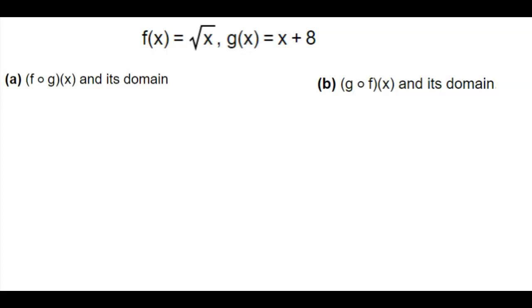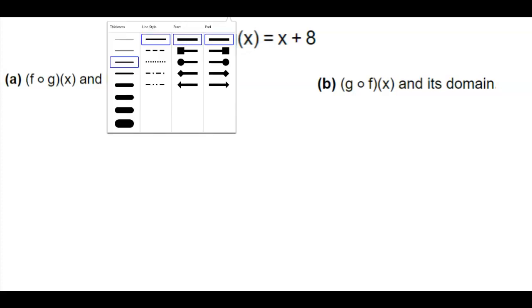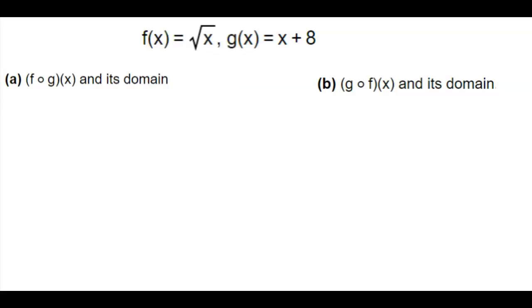Now again, what's important here is to recognize which one represents the inner function and which one represents the outer function. So f represents the outer function because it's on the outside, and then g is going to represent the inner function. Let's go ahead and write out this definition. We have f composite g of x, which is equal to f, the outer function, and then g, the inner function, of the input x. So now g of x becomes the input.